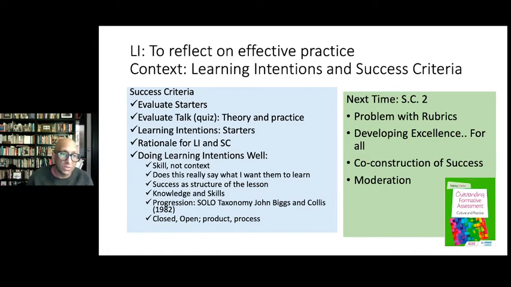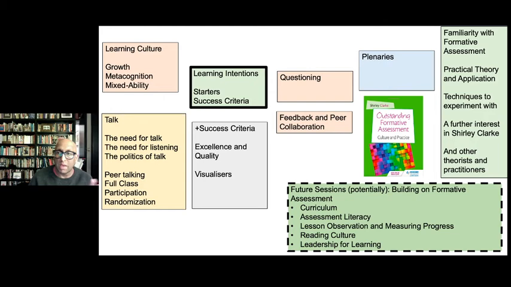We talked about the rationale for these concepts, and we talked about doing them well, getting the context, decontextualizing it, making sure that the learning intention is actually what I want them to do, the structure of the lesson, knowledge and skills. I've invited you to think about and investigate the SOLO taxonomy and that idea of progression, and then, of course, closed and open success criteria, thinking about product and process. This is the map of where we were and where we're going. I'm open to hearing what you might want to learn about. I'm very interested in those topics down there.